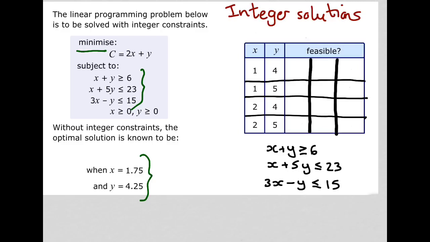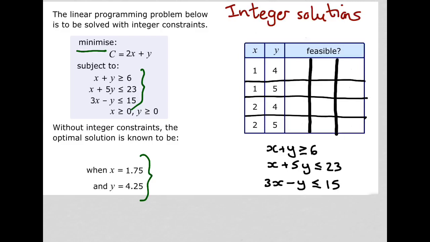So I could call that 1 or 2. I could call that 4 or 5. And it gives me 4 different sets of coordinates. So 1 and 4, 1 and 5, 2 and 4, and 2 and 5. Those are all the 4 points which surround this vertex. I need to check which of them actually fall within the feasible region.